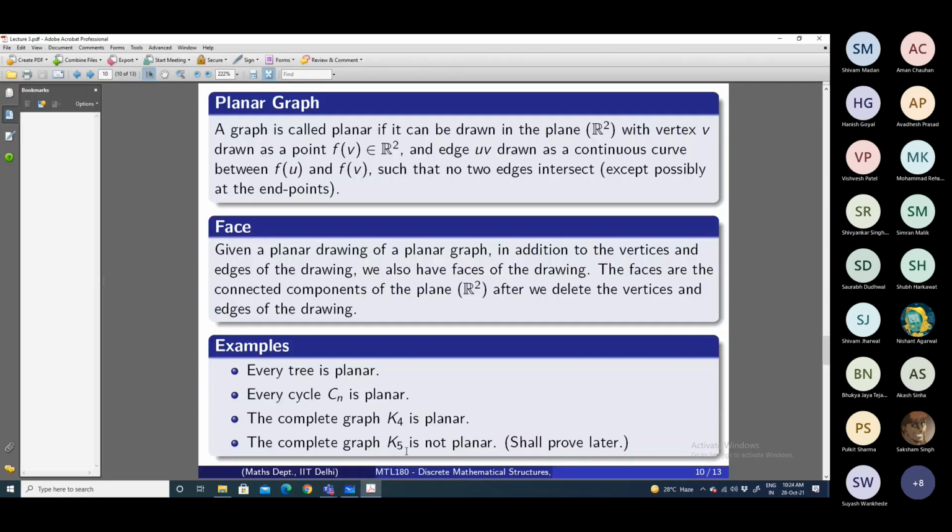And the complete graph K5 is not planar. That means the complete graph K5 cannot be drawn in a plane, but for that you need a proof. You cannot directly say that this is not planar because you cannot draw it. You have to show why you cannot draw it, so you have to give some proof for that. We will see the proof in the upcoming slides, that K5 is not planar. And we will see that from K5 onwards, K5, K6, K7 are all not planar. So only K4 is planar.